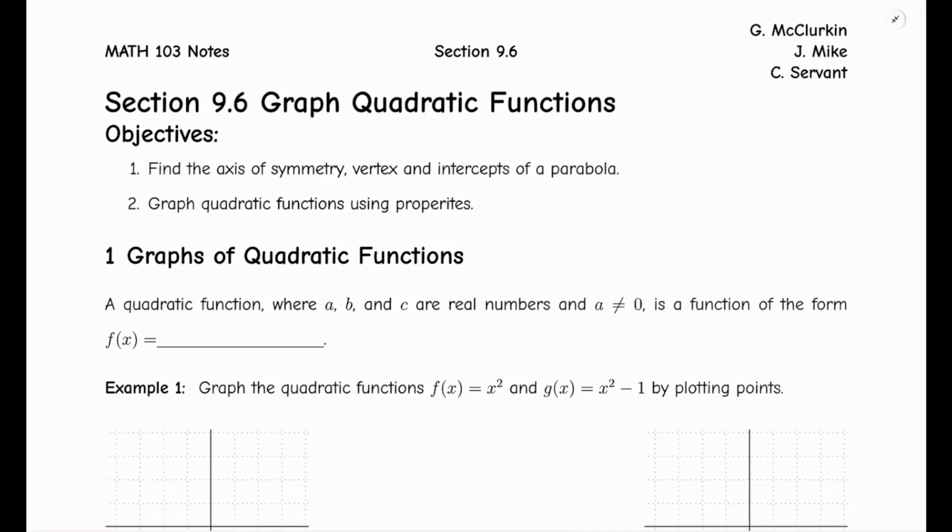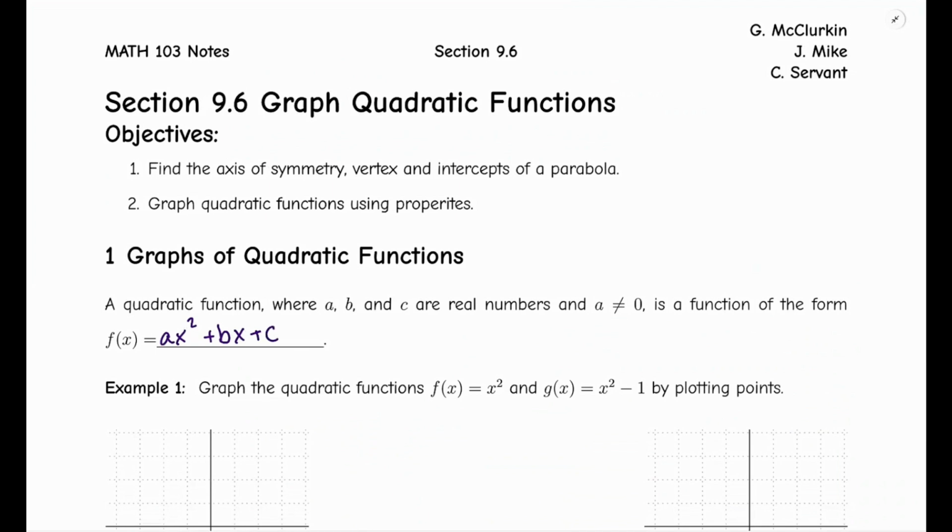Hello, this is section 9.6, Graph Quadratic Functions. Part 1, Graphs of Quadratic Functions. A quadratic function, where a, b, and c are real numbers and a is not equal to 0, is a function of the form f of x equals ax squared plus bx plus c.